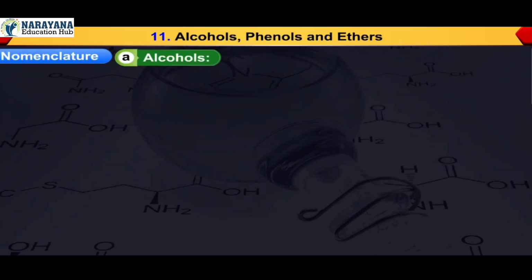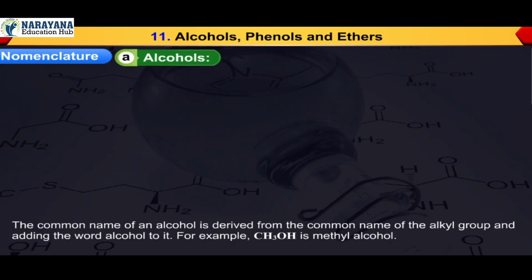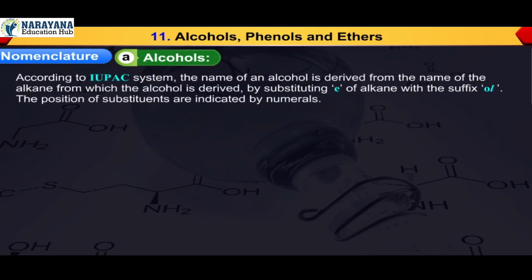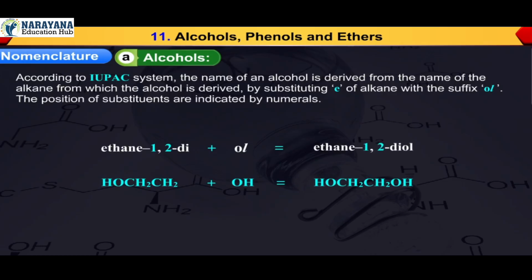Nomenclature. A. Alcohols. The common name of an alcohol is derived from the common name of the alkyl group and adding the word alcohol to it. For example, CH3OH is methyl alcohol. According to IUPAC system, the name of an alcohol is derived from the name of the alkane from which the alcohol is derived by substituting e of alkane with the suffix ol. The position of substituents are indicated by numerals.